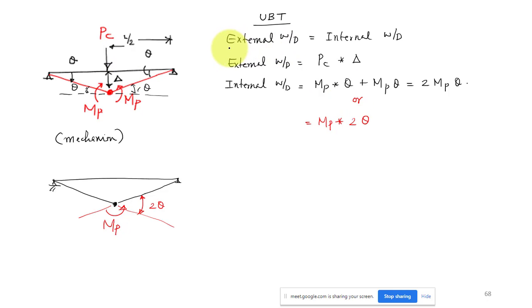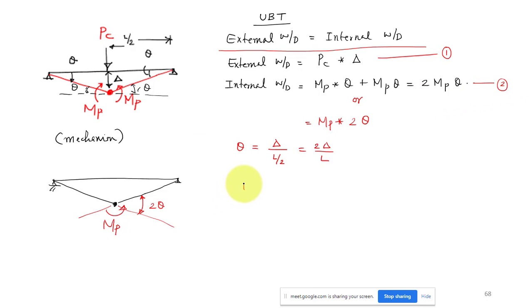Now as per this principle, the external work done and internal work done must be equal. And delta I can substitute in terms of theta. Because it is a straight line and a small angle, theta is equal to delta by L by 2, that will become 2 times delta by L. So I can substitute everything. This here is equation 1, and this is your equation 2. So 1 is equal to 2.